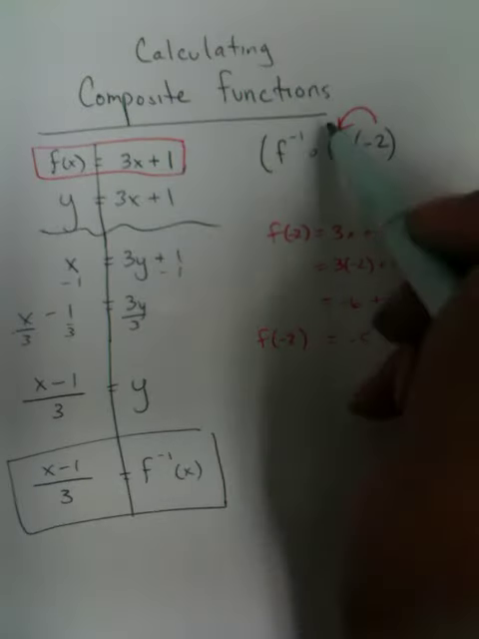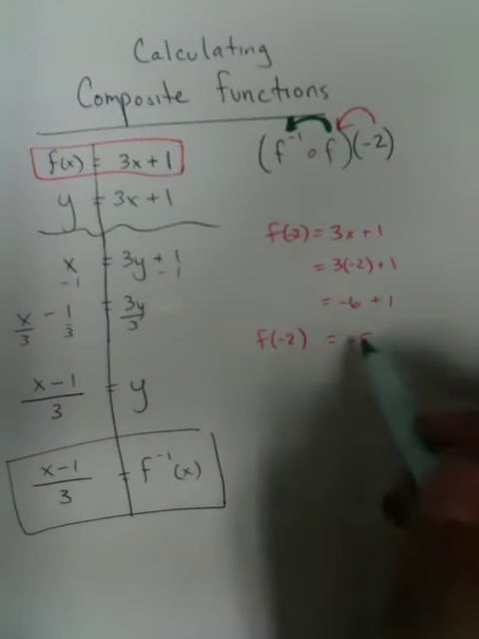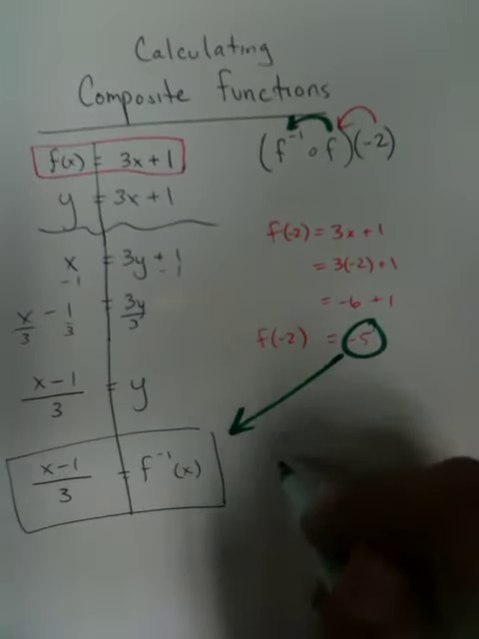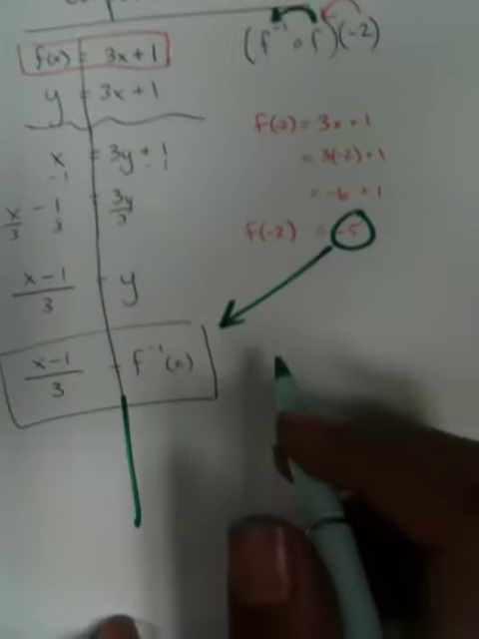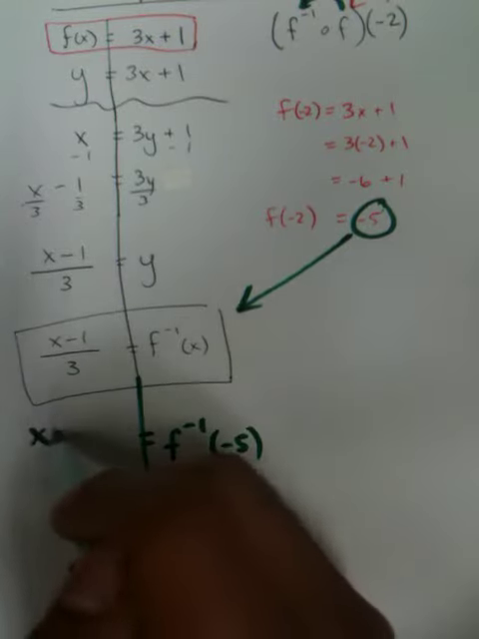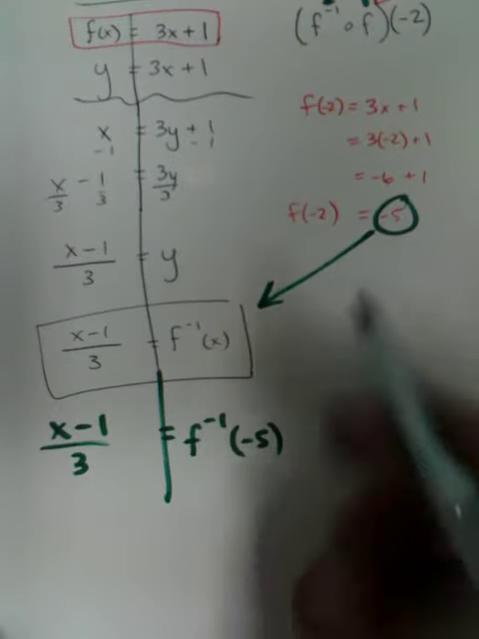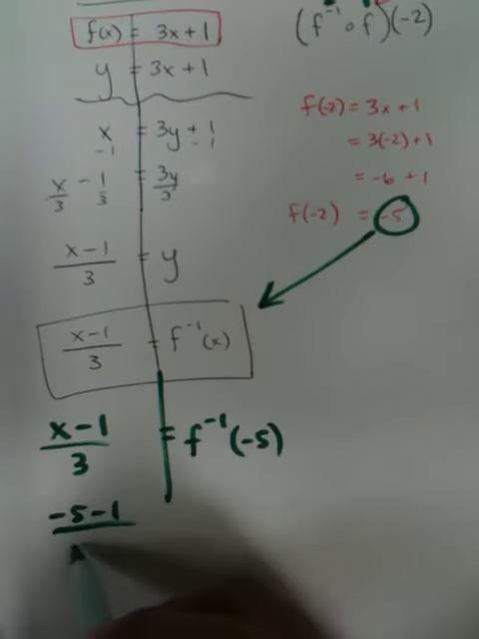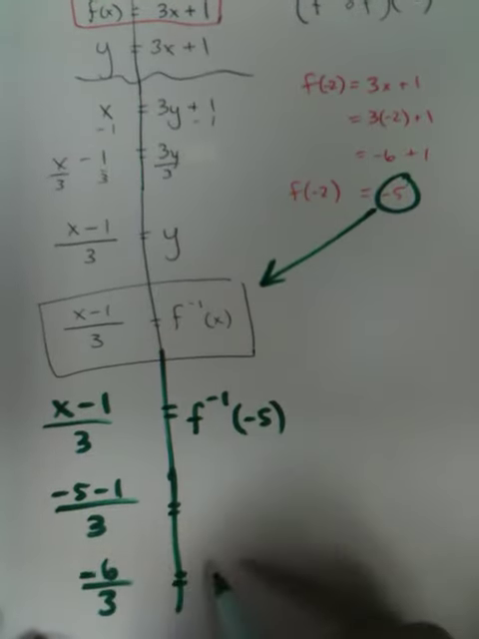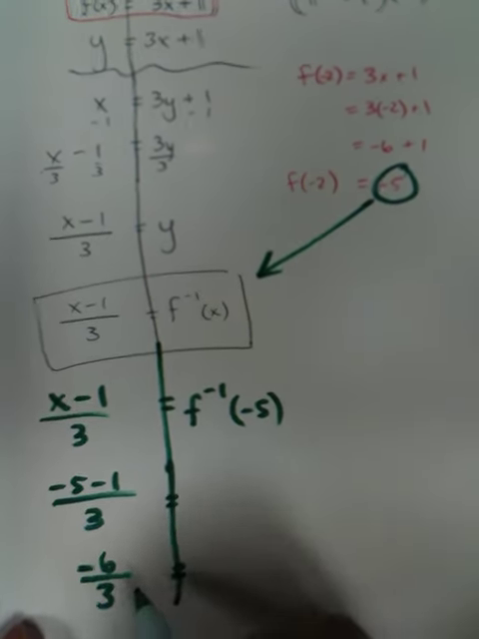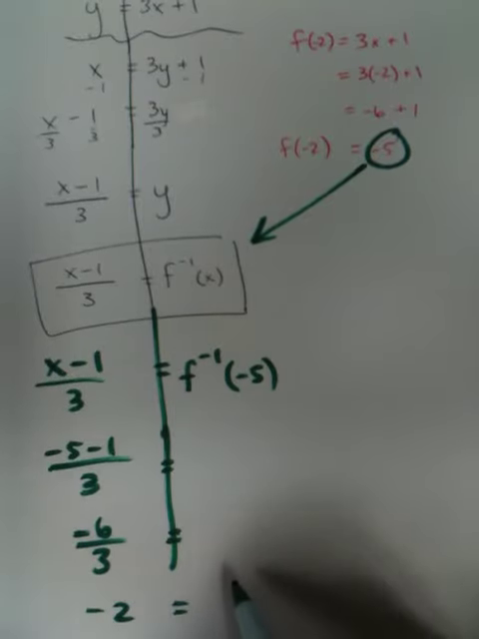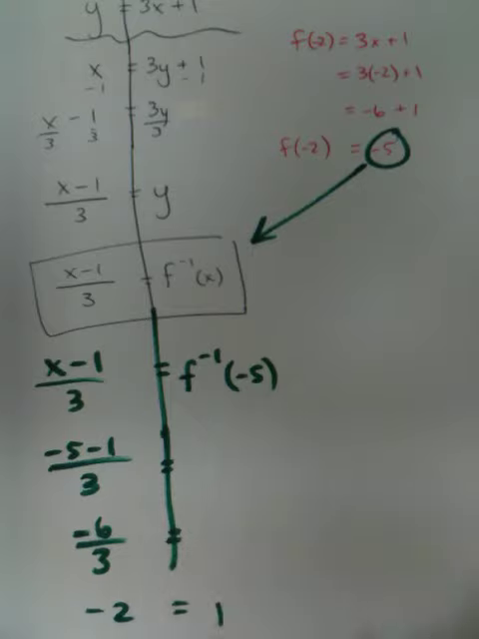Now this negative 5 needs to go into this function. So now we take this and plug it into that. And so what happens is now we have, I'll draw this down a little bit, the inverse function of negative 5 into x minus 1 over 3. And you can clearly see that negative 5 minus 1 over 3 is equal to negative 6 over 3, which is the same thing as negative 2.